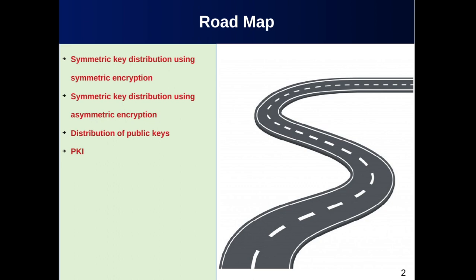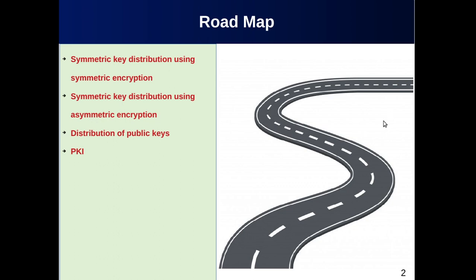At the beginning, we are going to learn about symmetric key distribution using symmetric encryption. And then we will see symmetric key distribution by using asymmetric encryption. And finally, how we can actually distribute the public keys to the intended parties, the sender and the receiver. And we have a topic for assignment, that is PKI, which stands for Public Key Infrastructure.